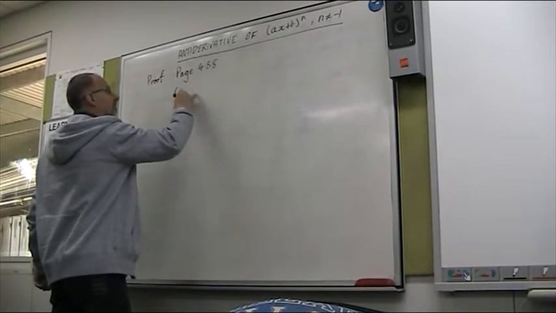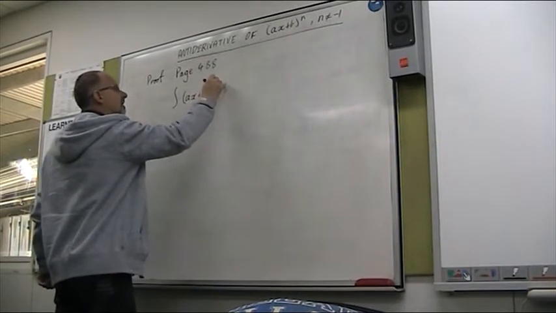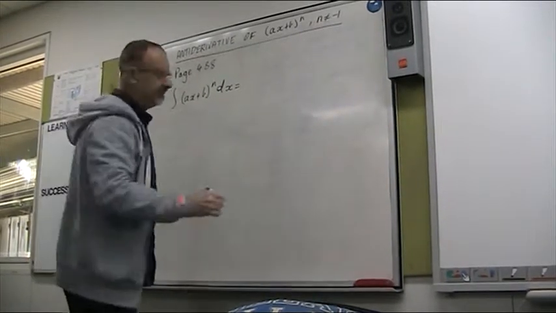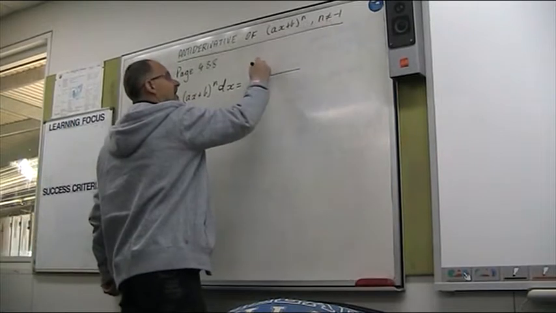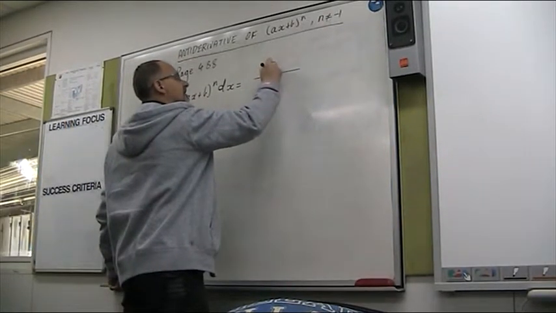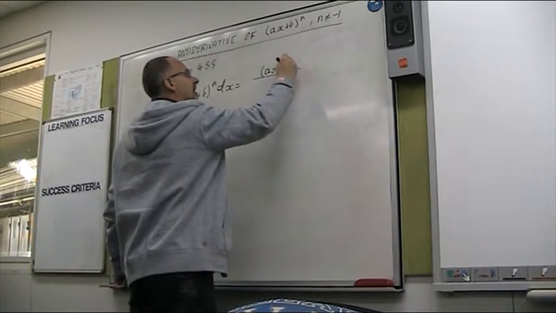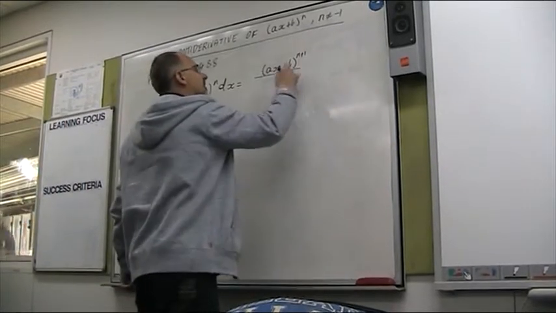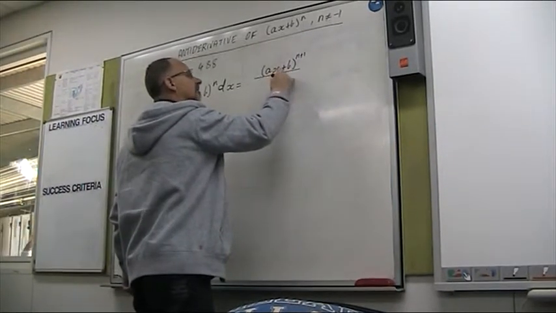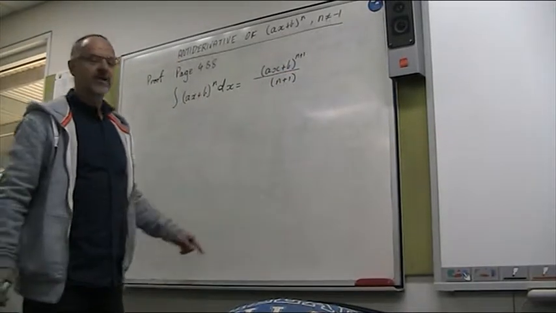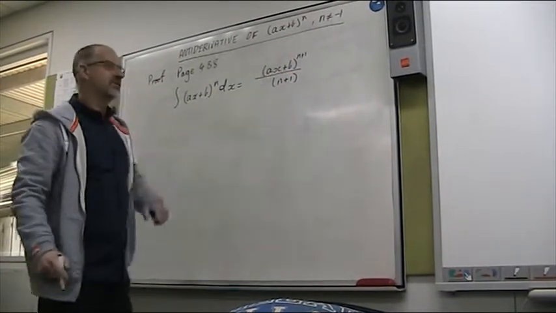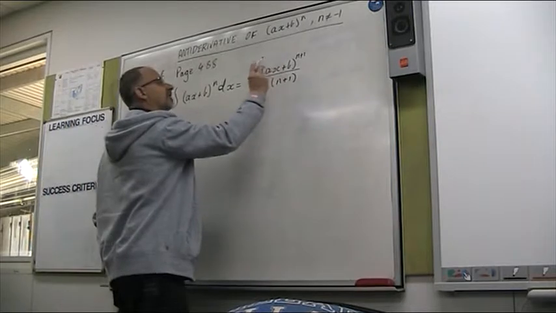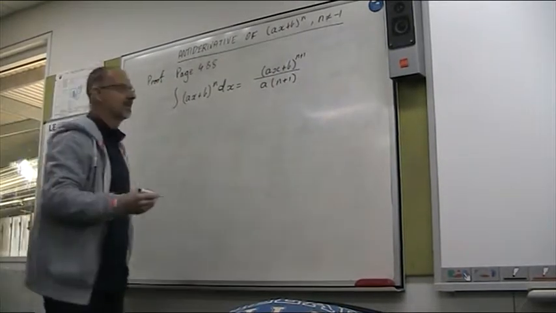So the antiderivative of (ax + b) to the n dx, we forgot that. So like we did the other day, we adjust the straight x to the n: we increase the power by 1, plus 1, and we divide by the new power. And this time, because we've got more than just x, we also divide by the coefficient of the x, and then plus c.